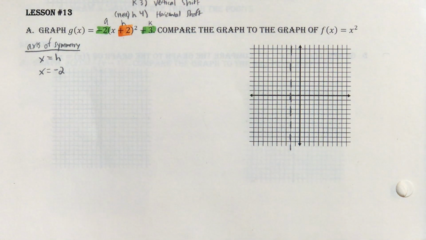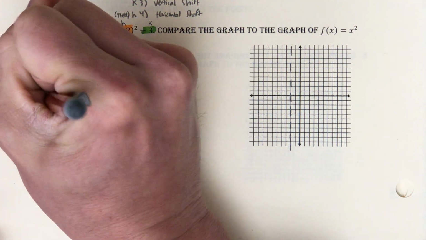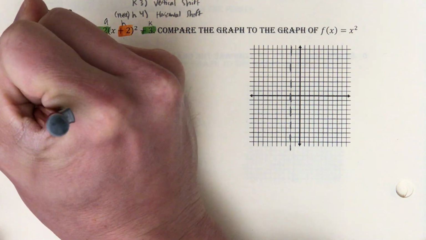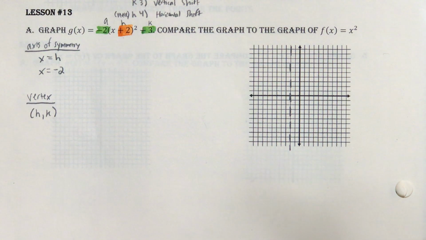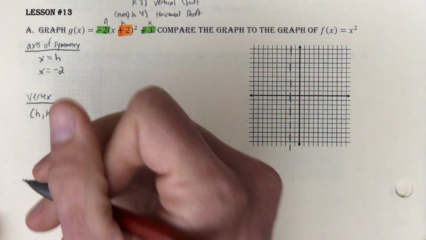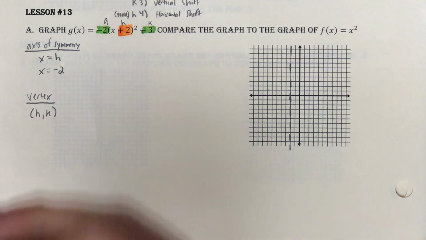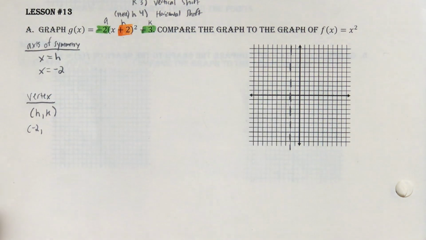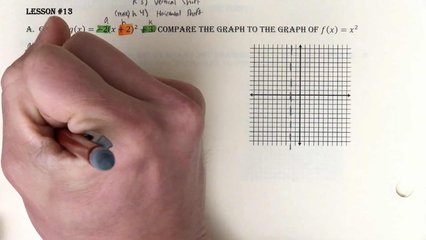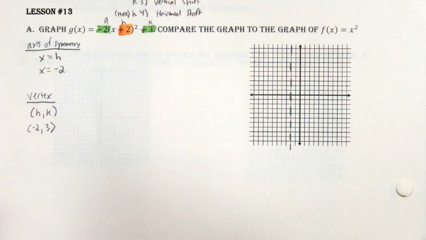After we've done that, then we want to go and find the vertex. Now remember, the vertex is always going to be h comma k, remembering that h works opposite and k works the way it should. So my h in this case was +2, so again that makes that -2. My k was +3, and k's work exactly as they should, so this would be -2 comma 3. So that's important to remember.